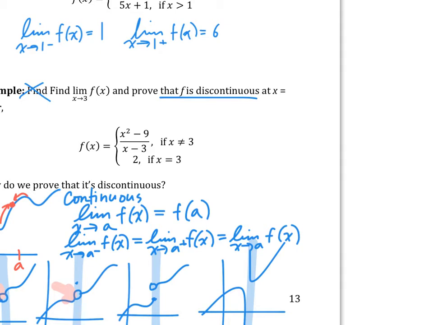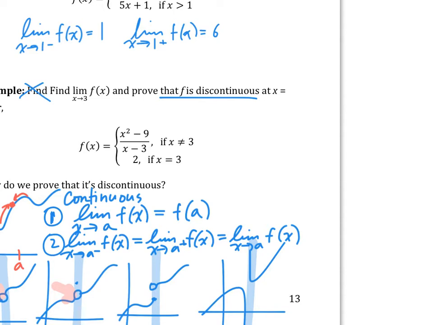Either this one, or this one. If you can show that either one is not true, then you can say that it is discontinuous. All right, so if we want to prove that either one, let's just start with, I guess, the easy one, that we had to find the limit.